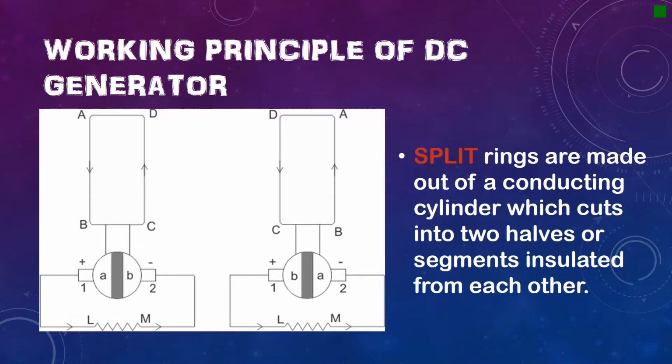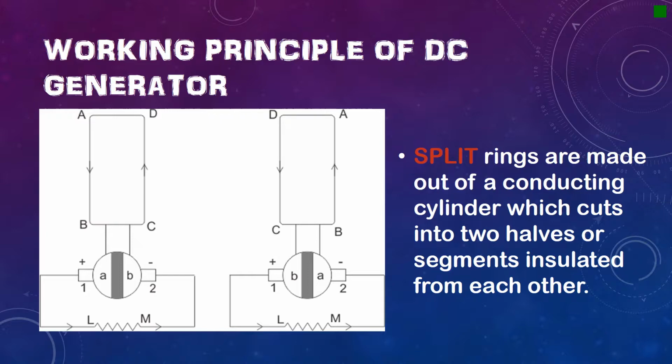Now, we are going to talk about the working principle of the DC generator. The working principle of DC generators is similar to the working principle of the single loop generator. In this figure, the loop is open and connected with a split ring. Split rings are made out of a conducting cylinder cut into two halves. The external loop terminals are connected with two carbon brushes which rest on these segments.